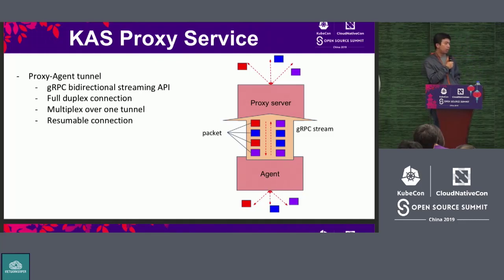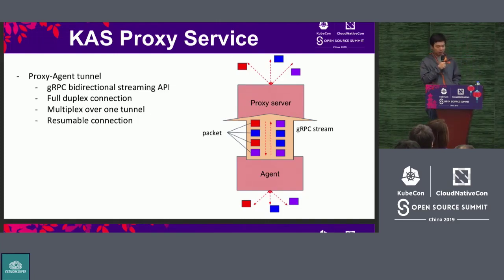We have two types of packet. One of them is called data packet. It's basically the data you want to transfer over the wire. And the control packet is basically where you want to open the connection, close the connection, et cetera. And also the response of that control signal and the connection ID, et cetera.